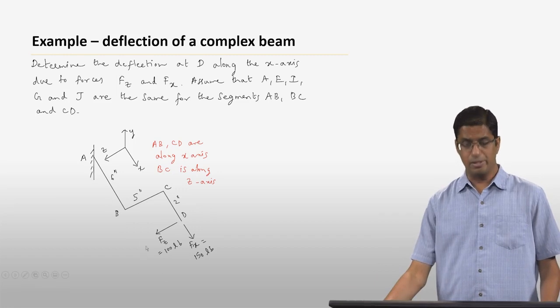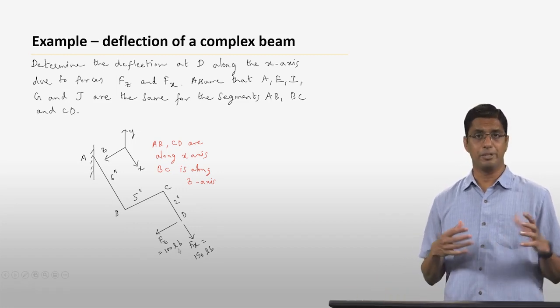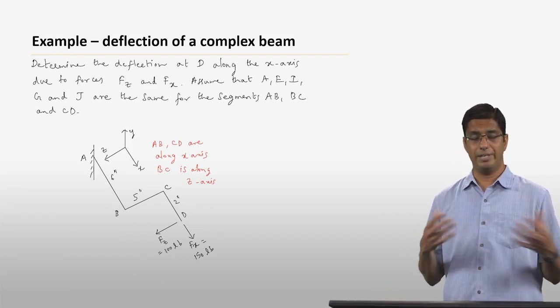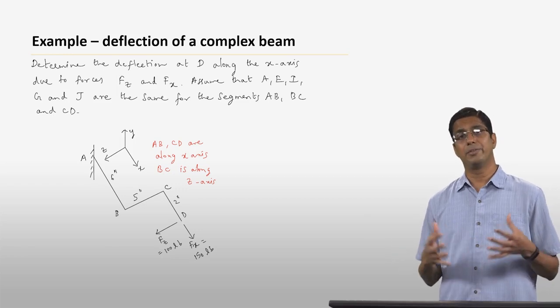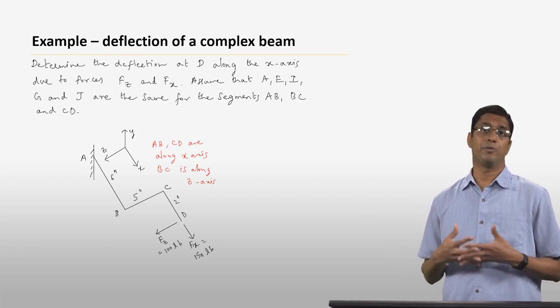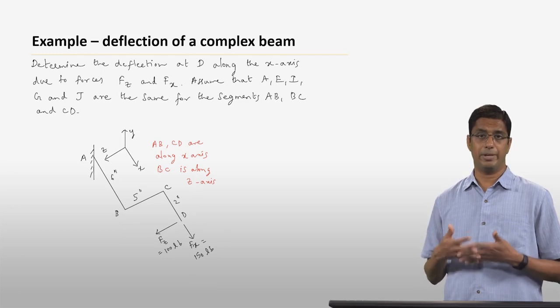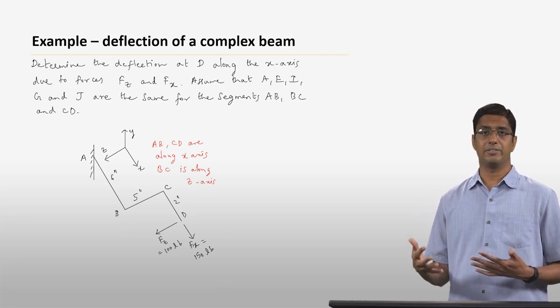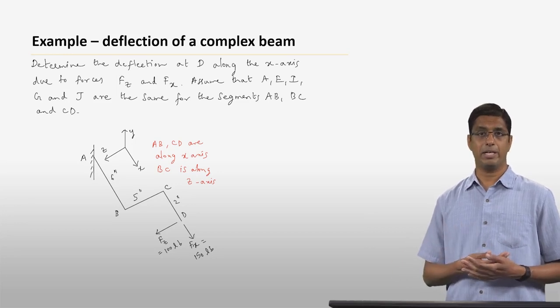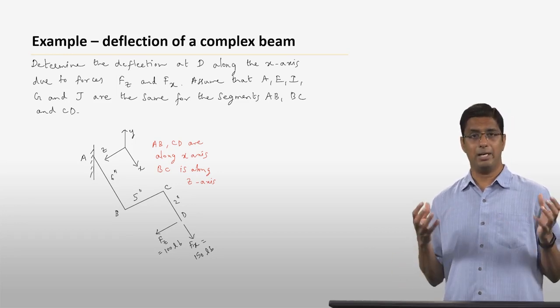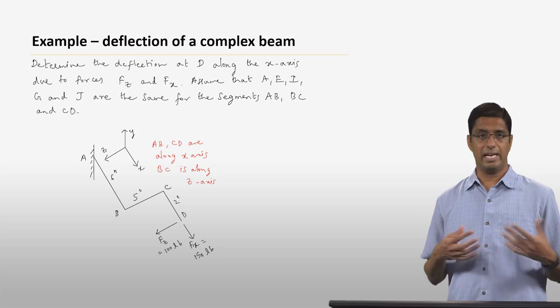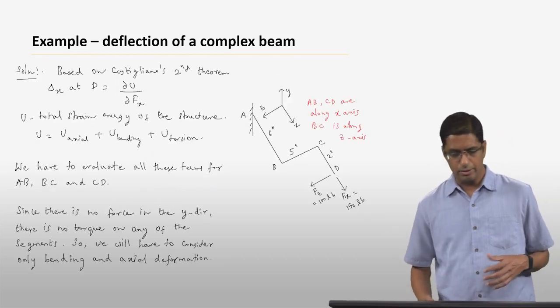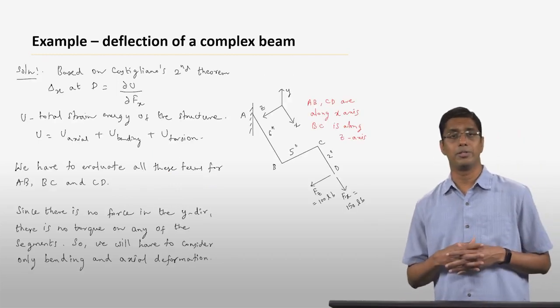The Fz value is also given, so you can either treat Fz to be 100 pounds or a variable. The only advantage is that if you take it as a variable, then if you want to find the deflection at point D in the z direction, all you have to do is take the derivative of the strain energy with respect to Fz. So it actually makes sense to have both Fx and Fz as variables. Okay, so let's go ahead and see how we go about solving this problem.